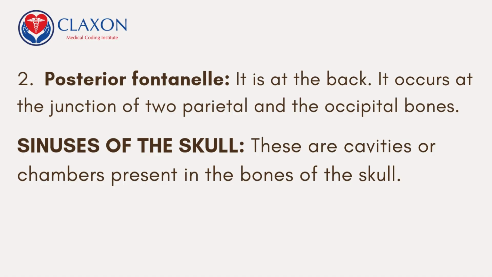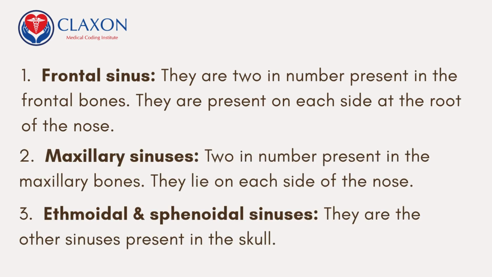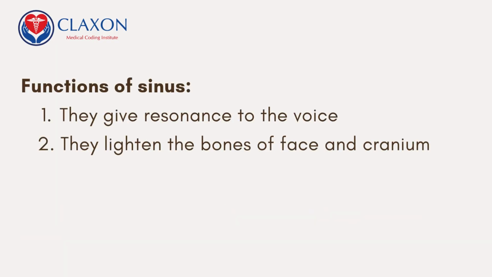Sinuses of the skull. These are cavities or chambers present in the bones of the skull. Frontal sinuses. They are 2 in number, present in the frontal bones. They are present on each side at the root of the nose. Maxillary sinuses. 2 in number, present in the maxillary bones. They lie on each side of the nose. Ethmoidal and sphenoidal sinuses are the other sinuses present in the skull. Functions of sinus. They give resonance to the voice. They lighten the bones of face and cranium.